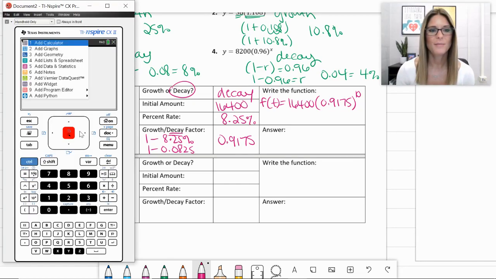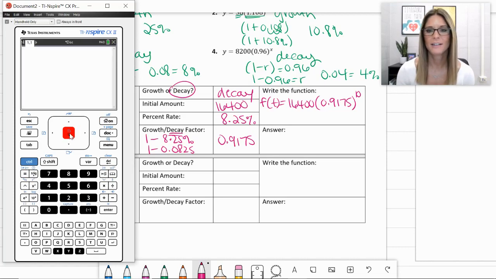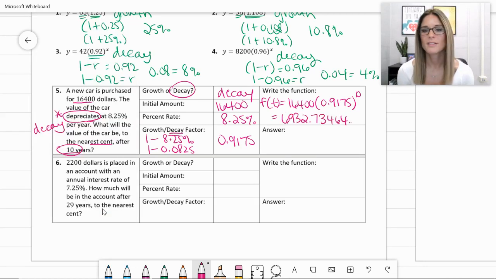I'm going to go to New Document, Add Calculator. Let's do 16,400 times 0.9175. You have a caret button here to raise it to the 10th, and enter. We have $6,932.73. So here was our decimal form. We are rounding it to the nearest cent.